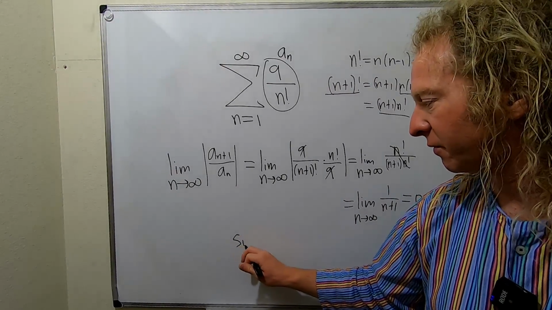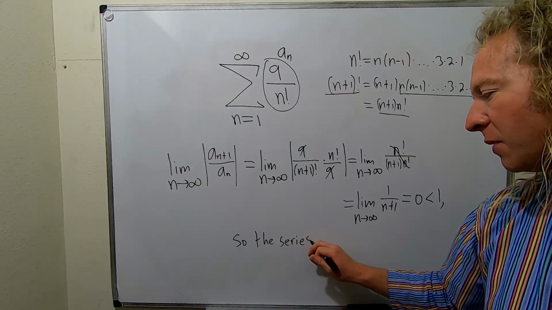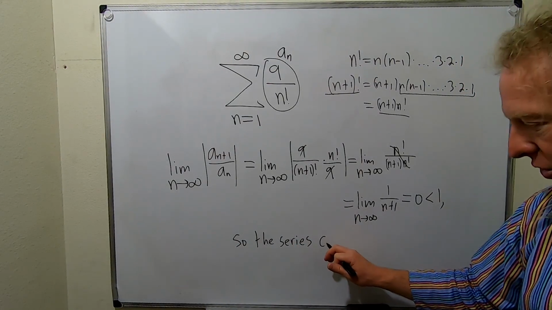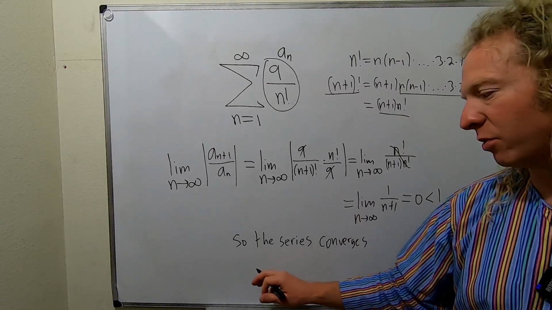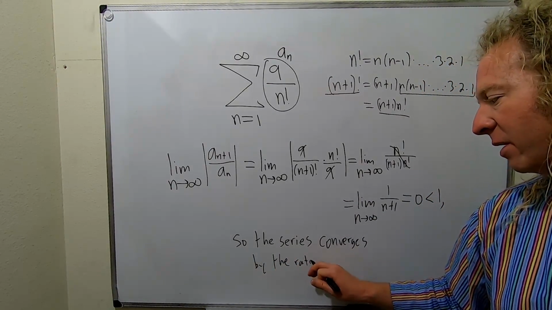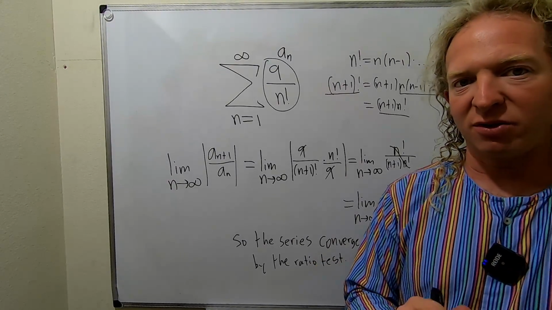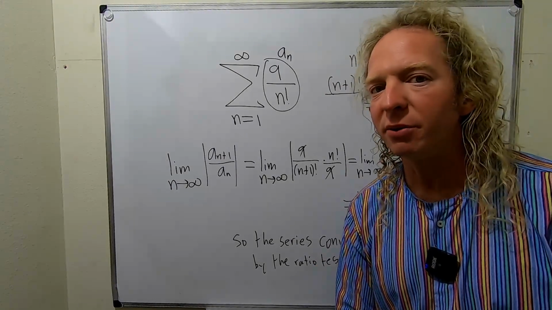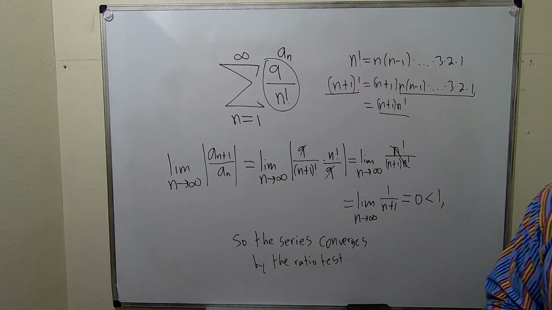So the series, it's important to explain what's going on in these problems. So the series converges by the ratio test. Whenever the limit is less than 1, we get convergence by the ratio test. If it's greater than 1, we get divergence. And if it's equal to 1, we get, unfortunately, no information.